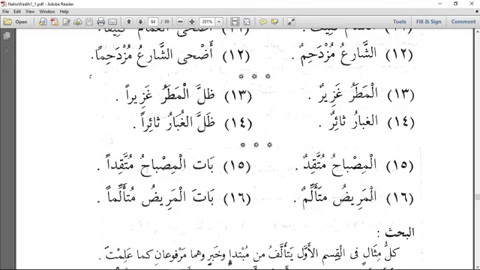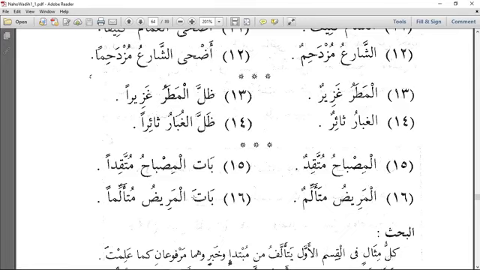Al-maridu muta'allimun. The sick person, muta'allimun, is in pain, is in agony, is suffering. Bata al-maridu muta'allimun. The sick person begins to suffer in the night, or was suffering in the night.